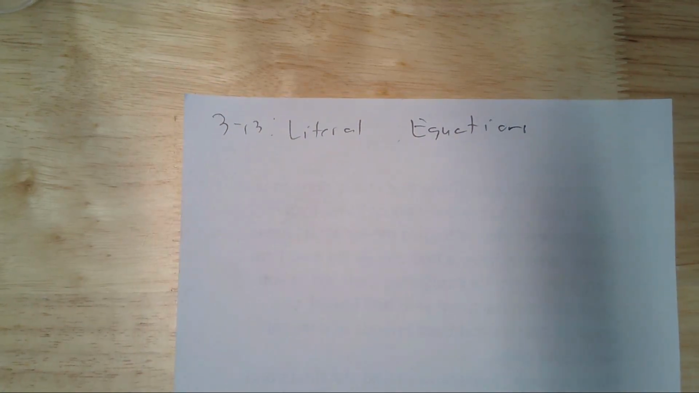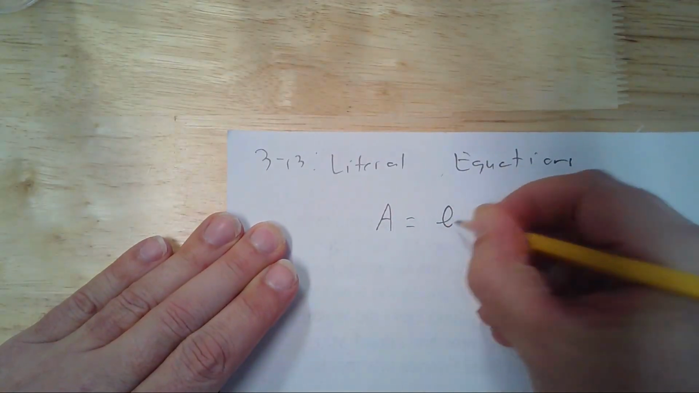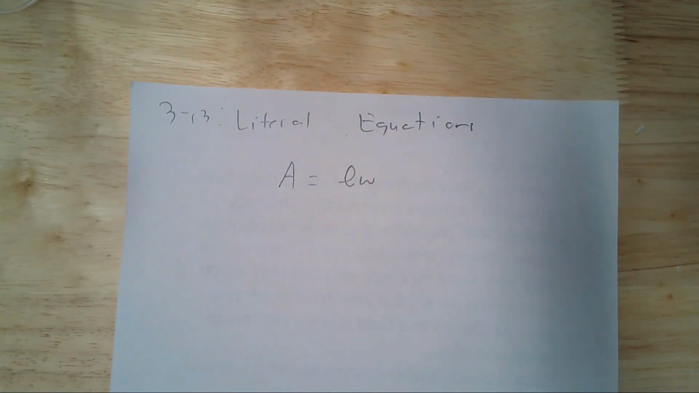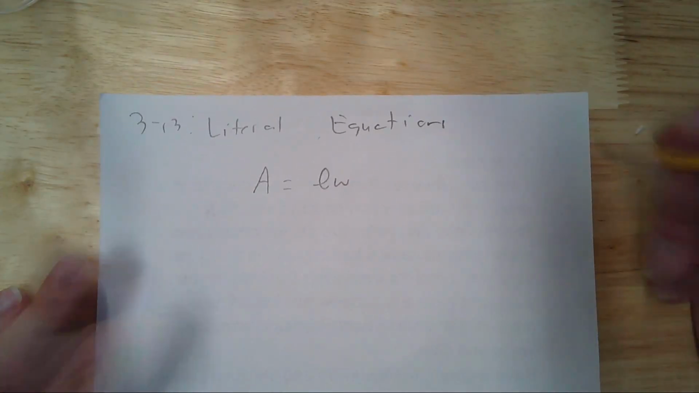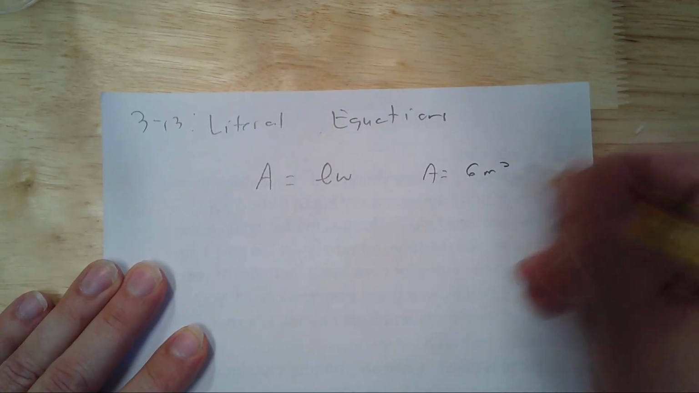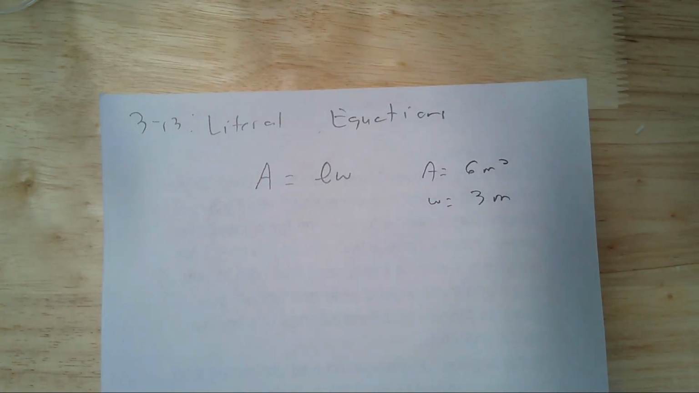Literal equations. So I'm going to start with a much simpler equation, this one. Area equals length times width. Area of a parallelogram, right? I'll tell you the area is 6 meters squared. The width is 3 meters. What's the length?